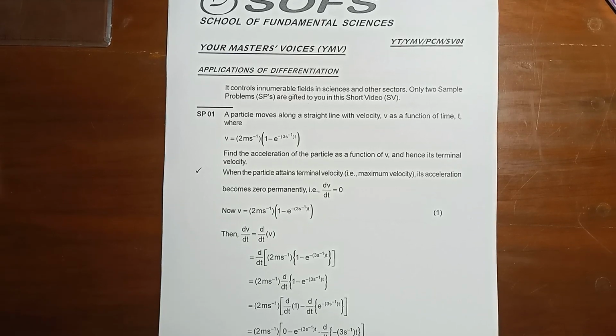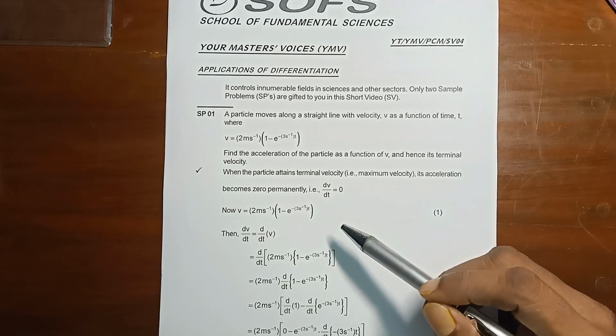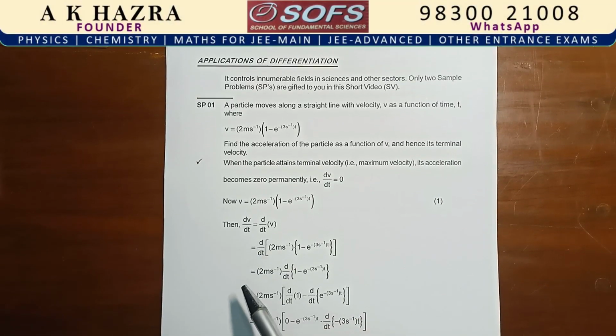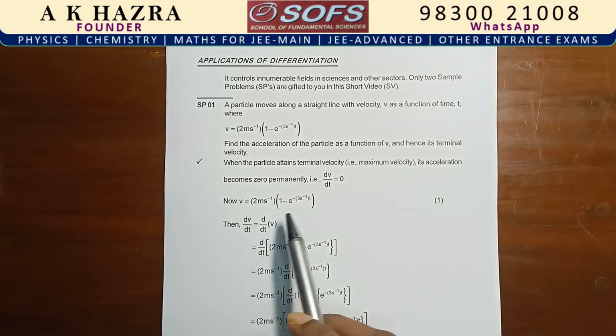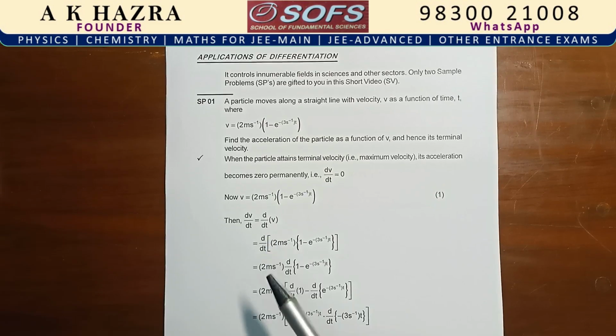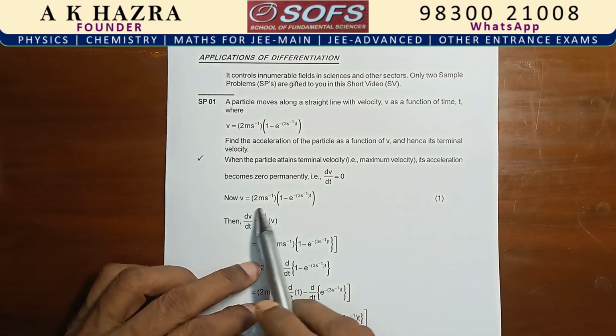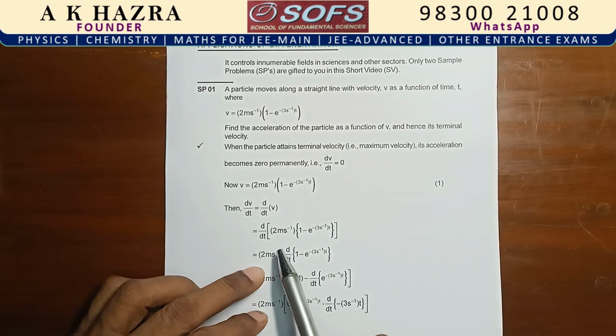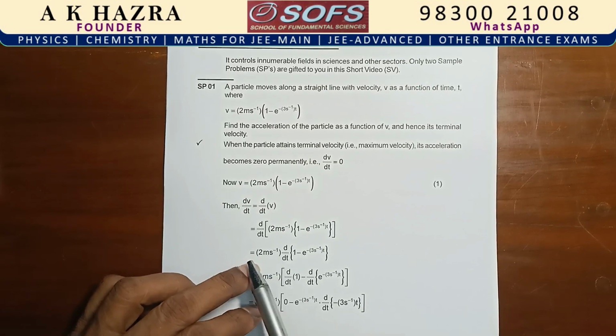So when the particle will have the terminal velocity, acceleration must be 0. That means dv/dt equals 0. Now let us find dv/dt by differentiation. So v equals this, it is given, equation number 1. dv/dt is equal to d/dt of v, then d/dt of, set the v value here. Then first it is a 2 meter per second out.